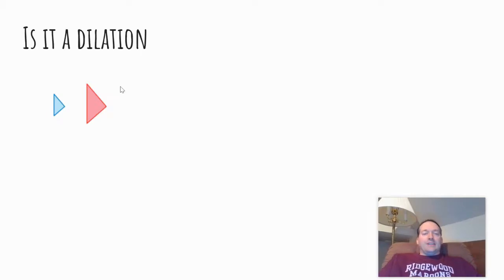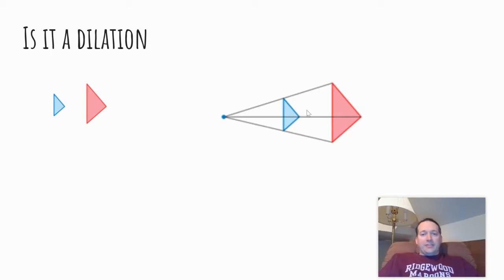So again, is this a dilation? Is the red one a dilation of the blue one, or is the blue one a dilation of the red one? Doesn't matter, because you can always go two directions with a dilation. And the answer is yes, it is, because here's where we're talking about the center of dilation. If you were to draw a line through all the corresponding angles, they will reach a point known as the center of dilation.